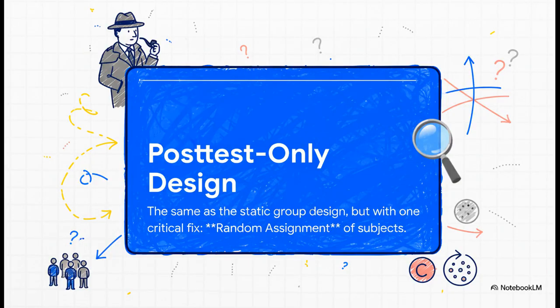We bring in a true experimental design. This one is called the post-test only with control group. It looks almost exactly the same as the last one, but it has one tiny game-changing addition. We randomly assign people to either see the ad or not. That simple act of randomization makes it almost certain that the two groups are comparable from the start. Now we can finally isolate the ad's true effect.